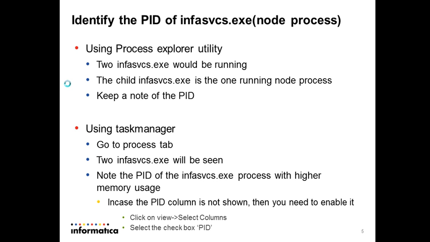To identify the process ID of info.svcs.exe or the node process, we can use the Process Explorer utility. In this, we will find two exes of info.svcs, and we need to take the child process ID as a node process, and we need to keep a note of that PID.